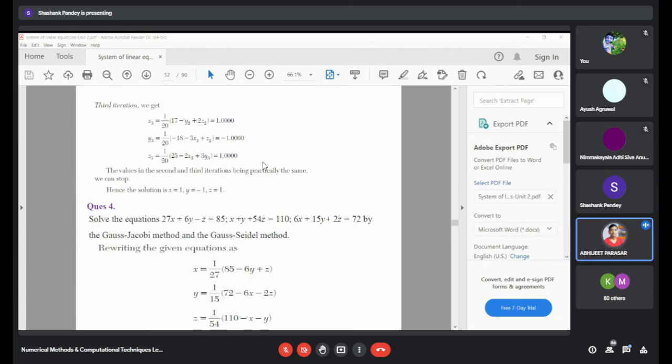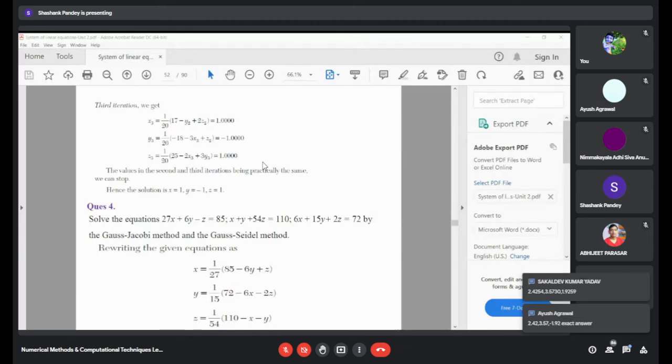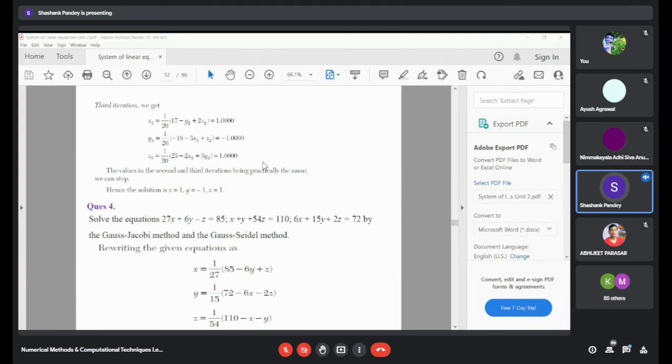Sir, x1, sorry, x2, y minus z1. Type the answer in the comment box. Okay, sir. Ayush has given the exact answer as 2.42, 3.57, and minus 1.92. So plus 1.92.